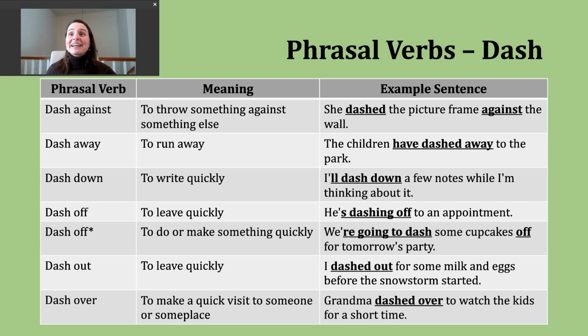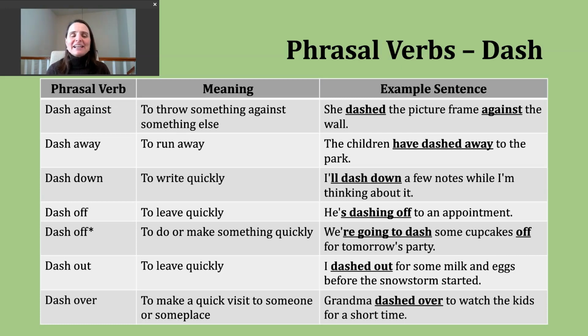Another phrasal verb you might encounter is to dash out. This can also mean to leave a place quickly. An example of this might be, I dashed out for some milk and eggs before the snowstorm started. So I didn't have kind of a long-running plan. I wasn't being sort of thorough. I left the house really quickly. I realized, oh, we don't have milk and eggs, and we're going to be snowed in for a few days.